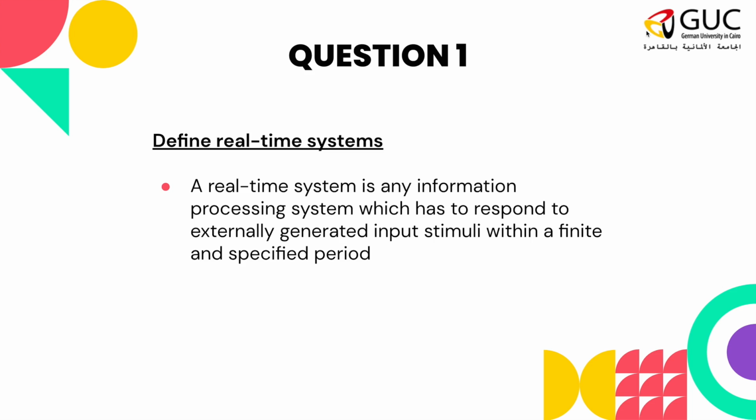So our keywords here are information processing system and to respond to externally generated input stimuli, meaning that it responds to an input. And the third keyword is within a finite and specified period of time. So you can express these 3 keywords, the information processing system responding to an input stimuli and within a specific or a finite amount of time. You can express these keywords in your own words.